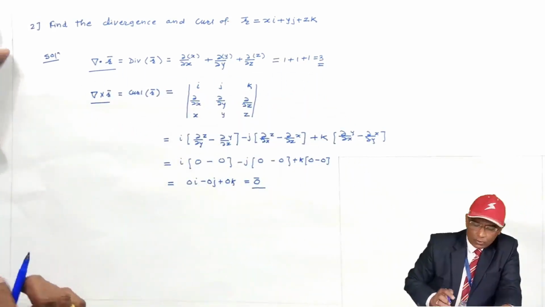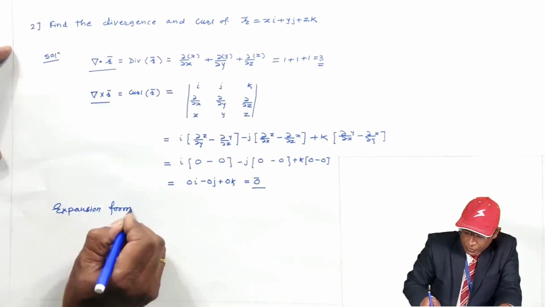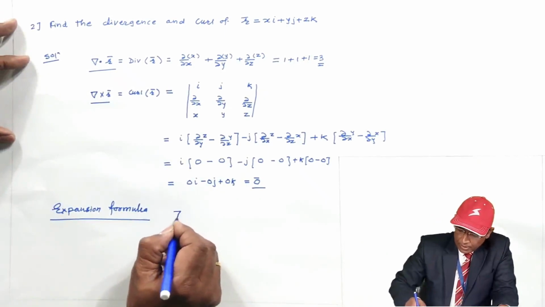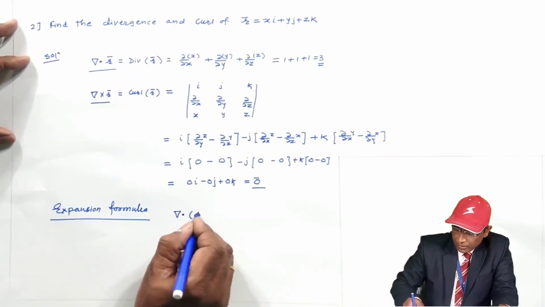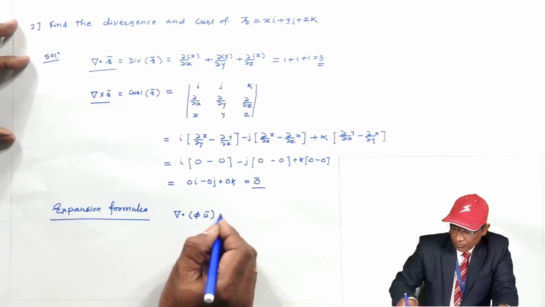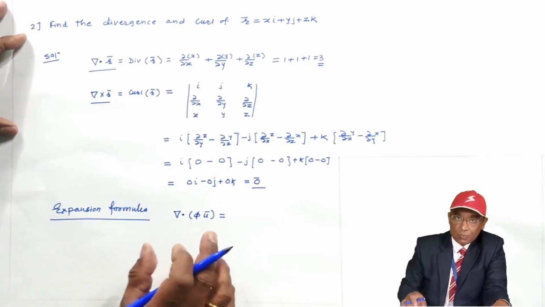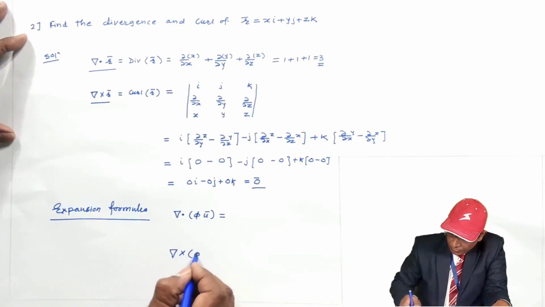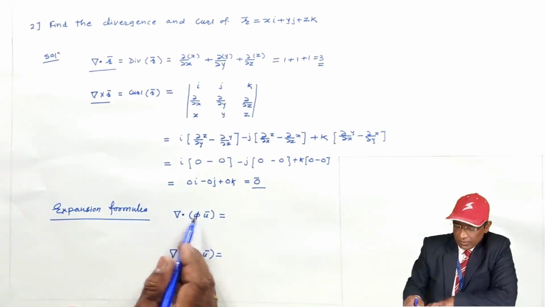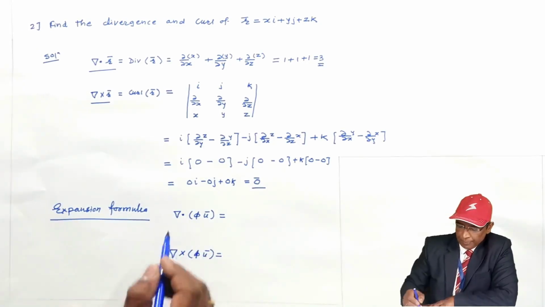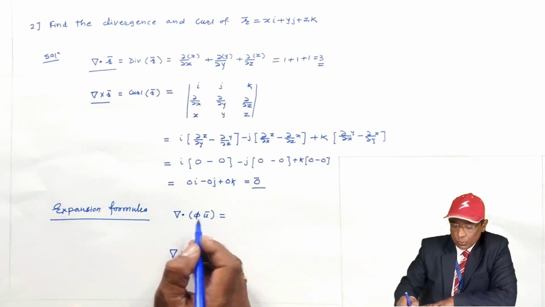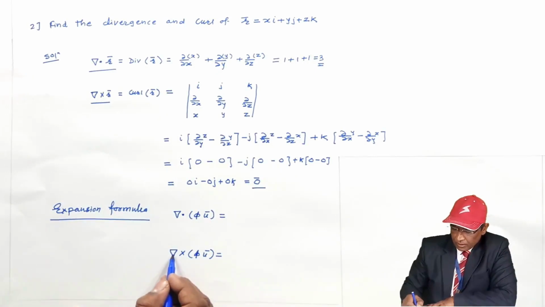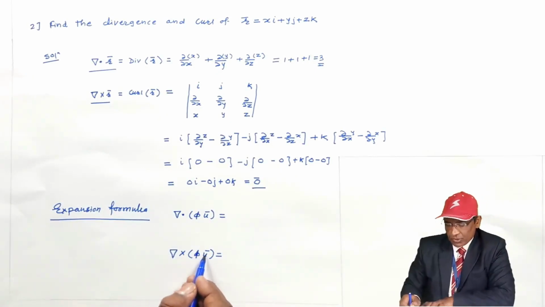Now, some expansion formulas I am writing, the expansion formulas for divergence and curl. See, del dot phi u bar, and del cross phi u bar. The first formula, try to understand because many times you have to make use of it. Del dot means divergence, del cross means curl. Divergence of the product of a scalar point function and a vector point function, and curl of the product of a scalar point function and a vector point function.